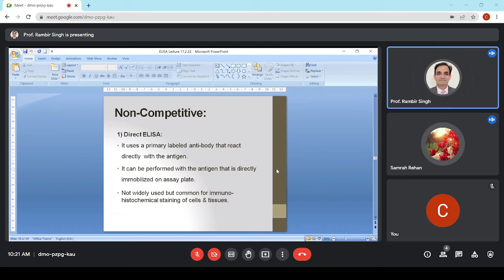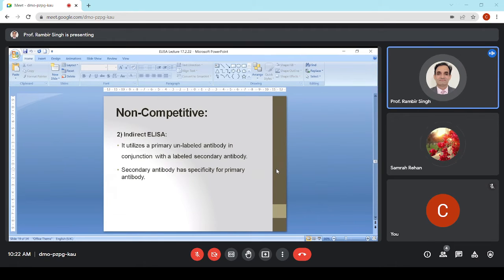It uses a primary labeled antibody that reacts with the antigen. It can be performed with the antigen that is directly immobilized in the assay plate. It is not widely used because there are certain issues. Like what happens in this ELISA, I think I'll have this one. You can see here.